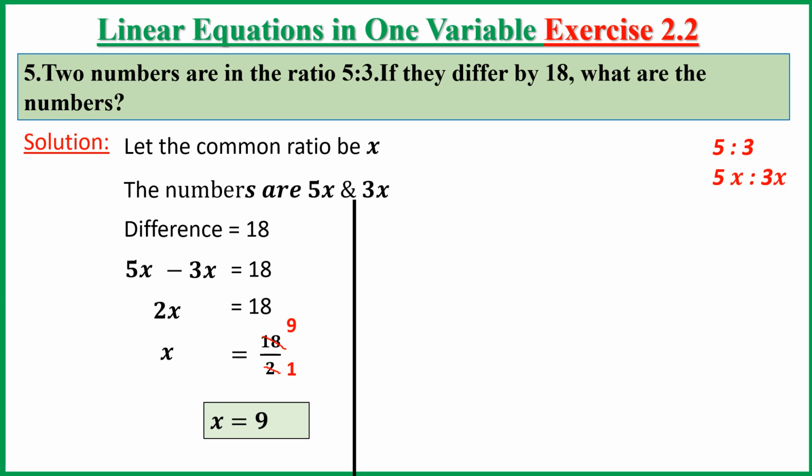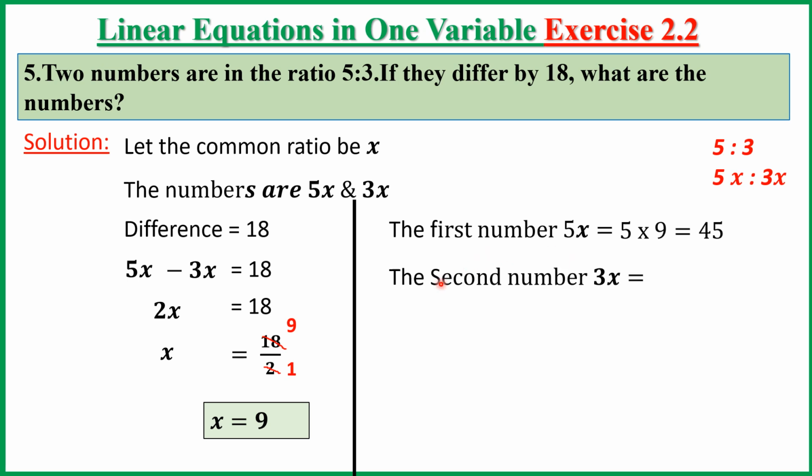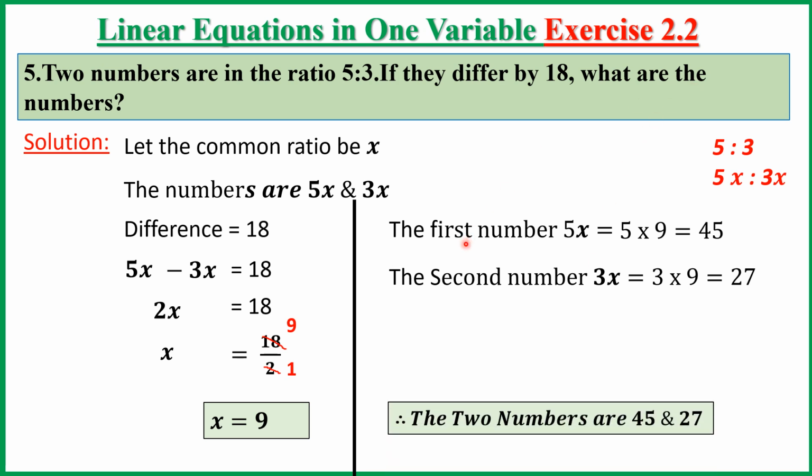Okay, we have found the value of x. Now we have to find it in the ratio format. That is, the first number is equal to 5x, that is, 5 is multiplied by x. So, we know the value of x, 5 into 9 is 45. So the first number is 45, and the second number 3x, that is 3 into 9 equals 27. So what is the question? What are the numbers? Therefore the two numbers are 45 and 27.